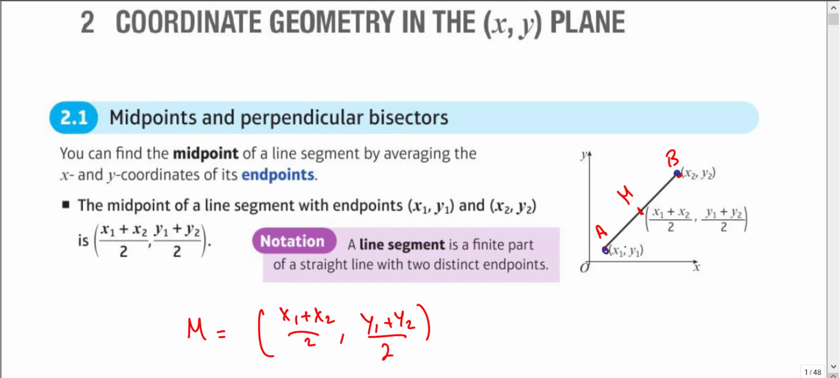You add the x coordinates, x1 and x2, of the 2 points, and you divide by 2. And you add the y coordinates and divide by 2. This is the midpoint between any 2 points. So if you know 2 points, A and B, and you want the midpoint between them, use this rule. Can you write it down?